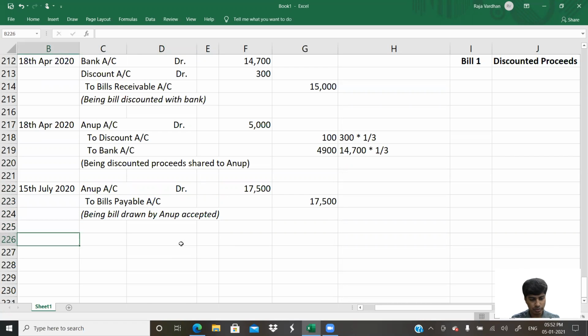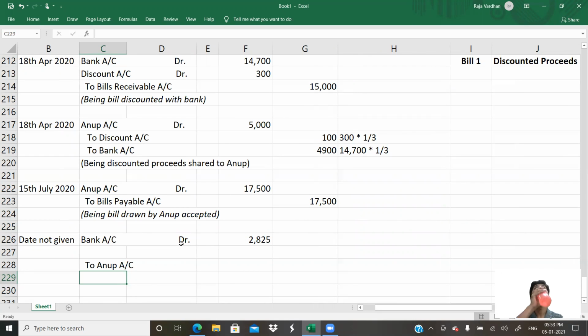The date is not given. I'll assume that it is discounted on the same date, or we'll leave it. Okay, date not given. Yeah, we receive money, so I'll write bank account debit. How much? 2,825. 2,825 is received. So I will write here, to Anup account. Anup credit, the giver of benefit. Anup gave us benefit now, so don't you think we would have to credit Anup account? Am I right? Yes.